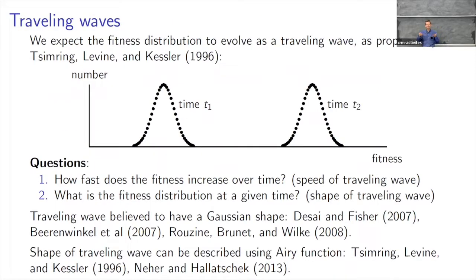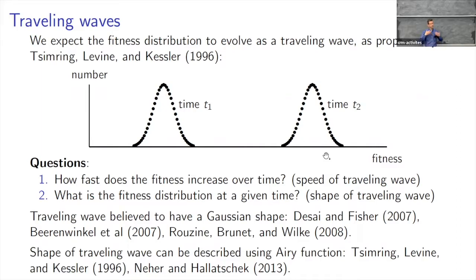Now, what we basically expect in models like this one is that the fitness distribution of the population evolves over time like a traveling wave. So let's suppose at some time t1, we record the fitness level of every individual in the population, and we plot those values in a histogram. So then we're going to see some distribution of the fitnesses of the individuals, something like this curve here. But then over time, as the population evolves, the fitness of the population increases, and so at some later time, t2, the fitness distribution may be over here.